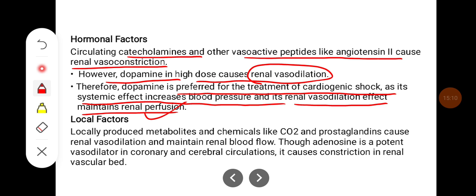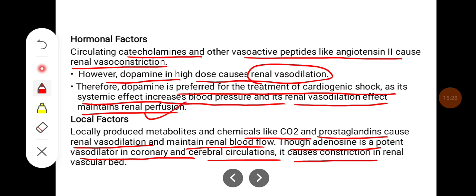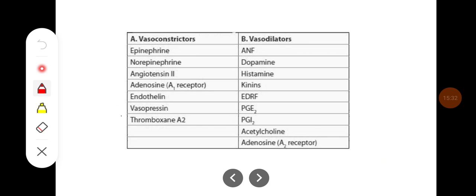Local factors: locally produced metabolites like carbon dioxide and prostaglandins cause renal vasodilatation and maintain renal blood flow. Though adenosine is a potent vasodilator in coronary and cerebral circulation, it causes constriction in the renal vascular bed. These are some of the vasoconstrictors and vasodilators in the renal bed.